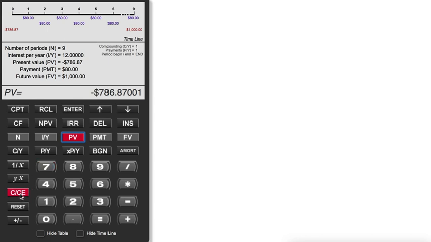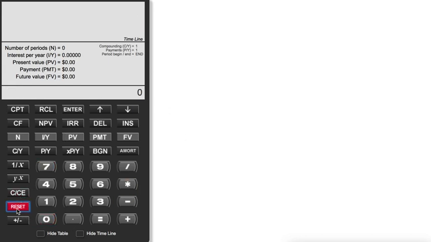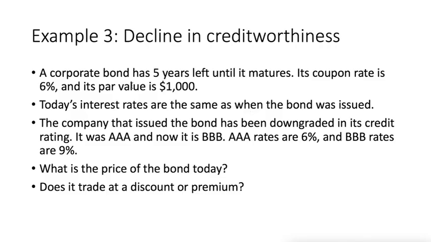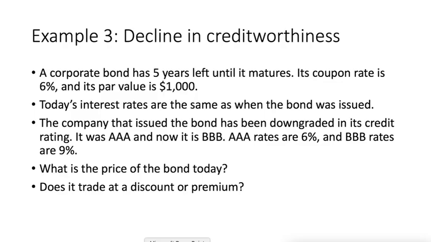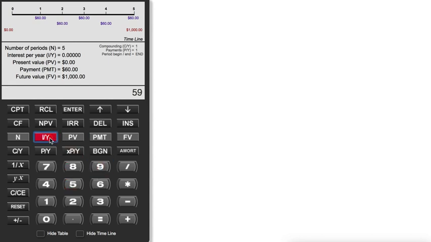So we can go back to the calculator, reset the calculator from our previous question, and input the new variables. So 5 years left of maturity, coupon payment of $60, par value of $1,000. Let's input that information. Par value is going to be our future value of $1,000. $60 payments, 5 years left. And lastly, the impact of the credit downgrade, which made the required rate of return go to 9%. So that's what we're going to input into the interest rate.